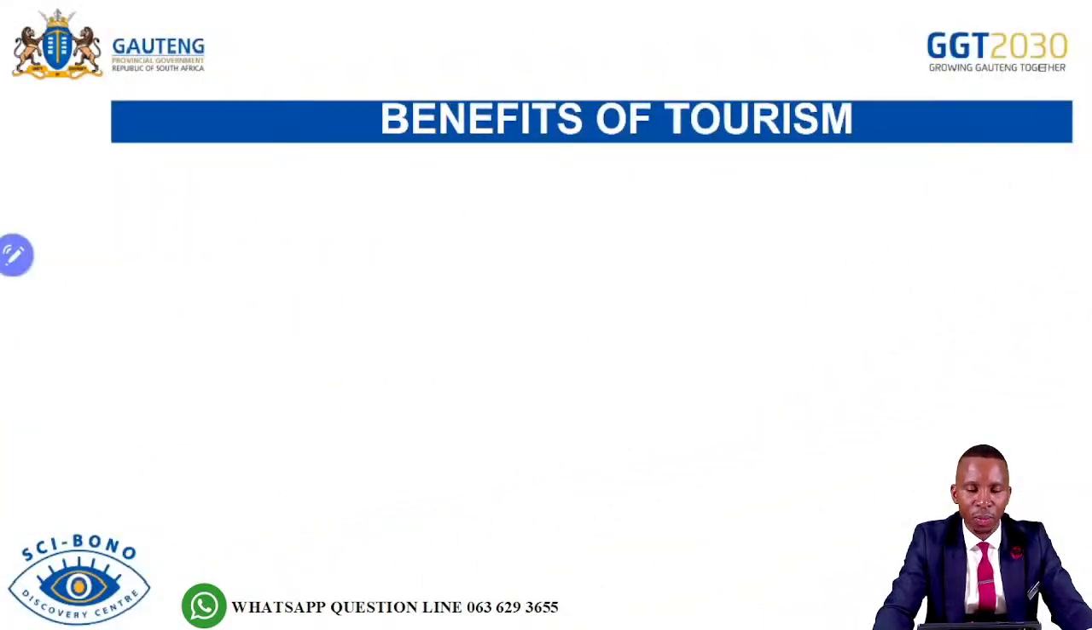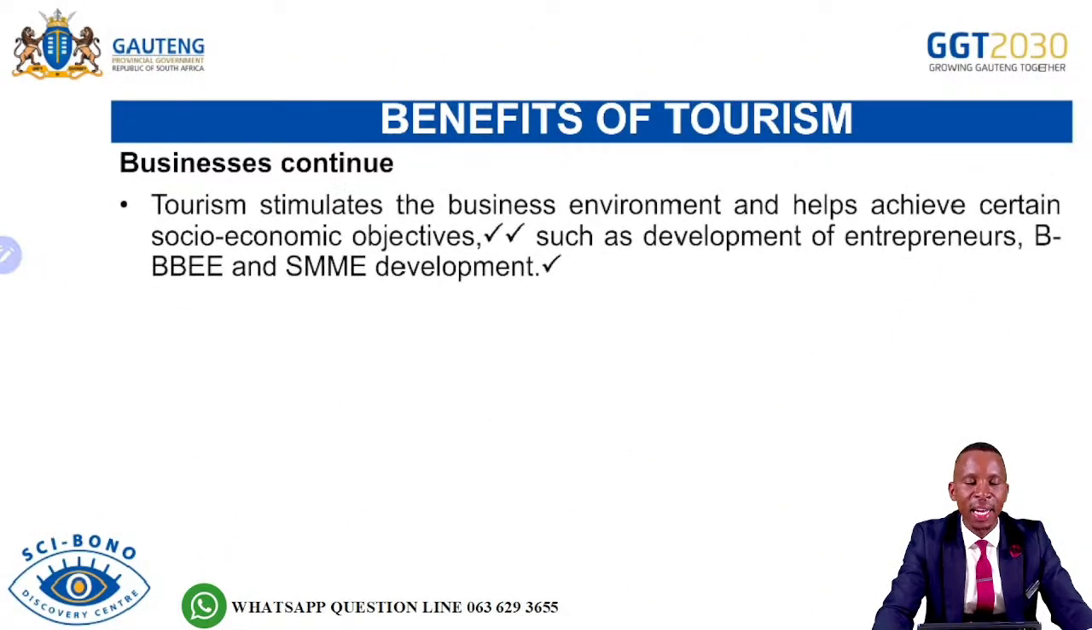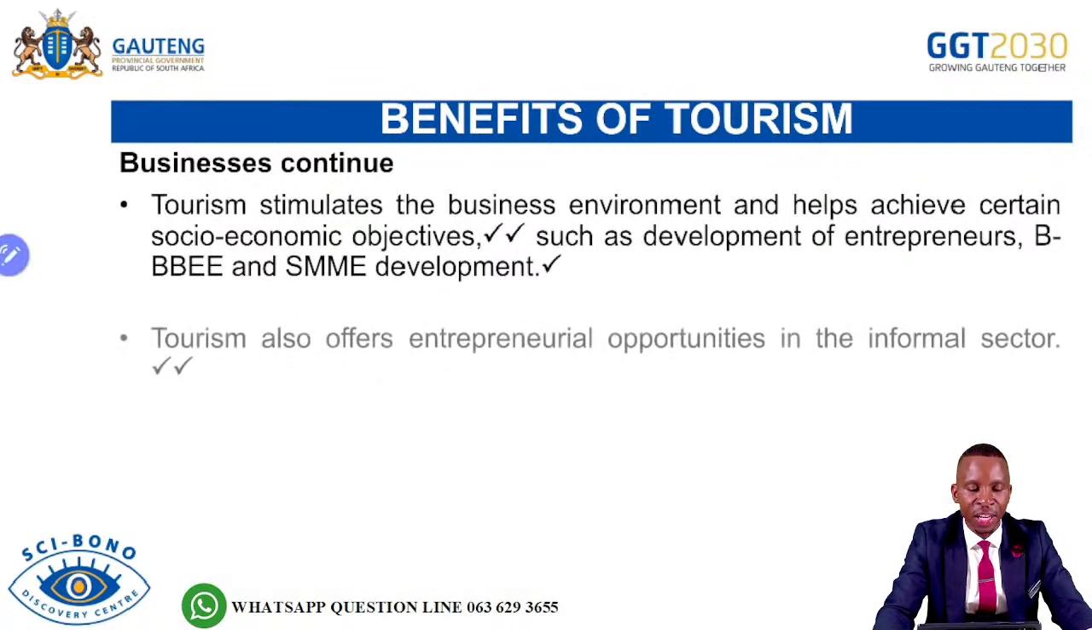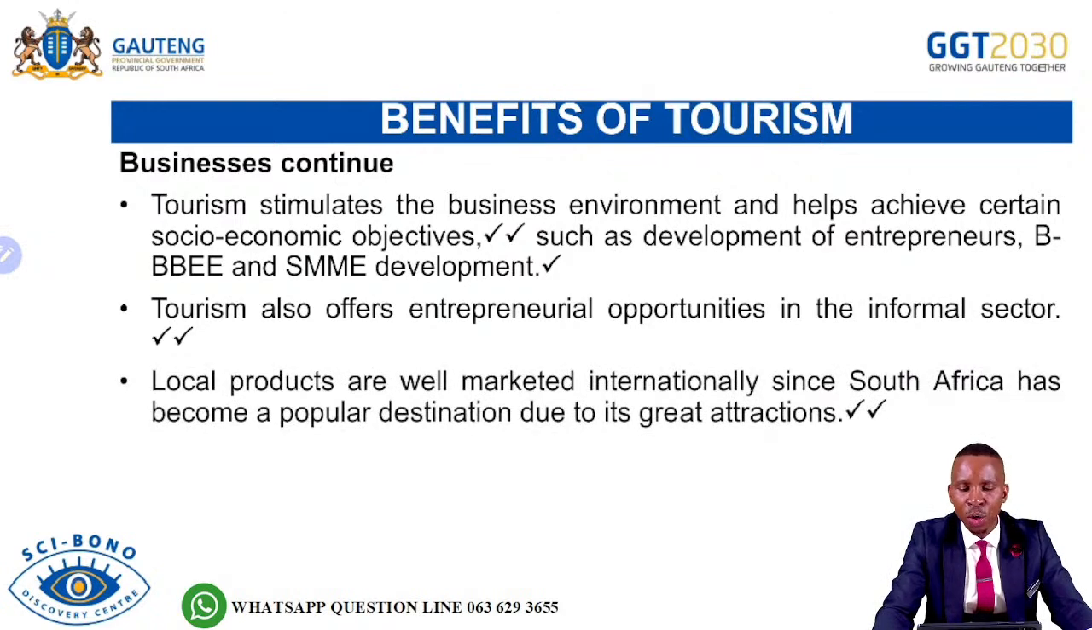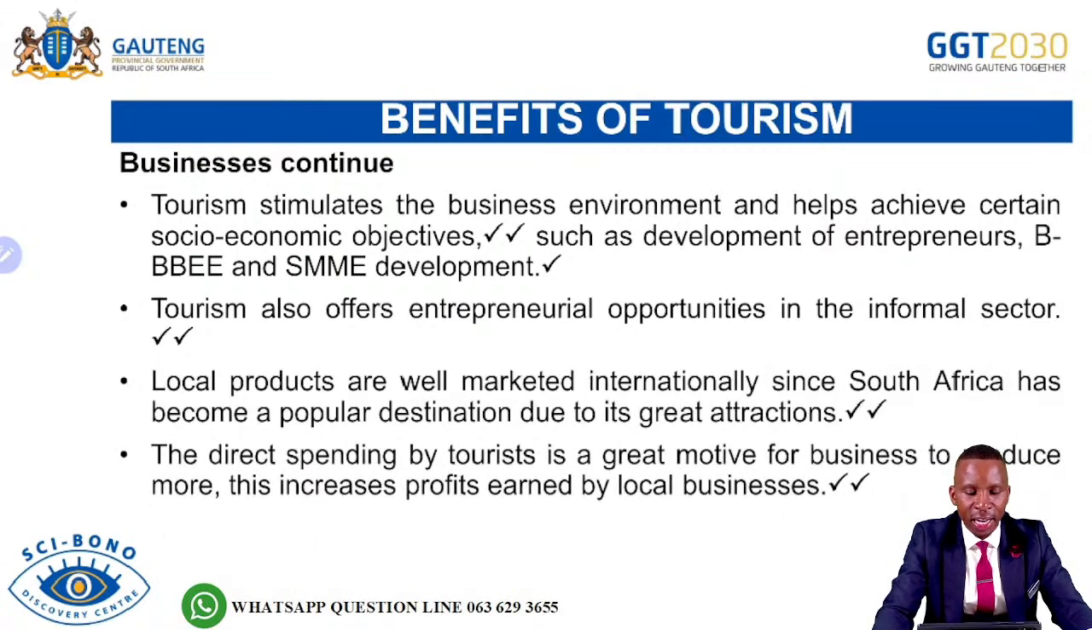And then we continue with businesses. We know that there is direct spending by tourists, so as they spend, businesses will be able to produce more goods and services. Tourism stimulates the business environment and helps achieve certain socio-economic objectives, such as the development of entrepreneurs, BBBEE, and SMME development. So small businesses can develop in the area because of the tourism attractions within the area. Tourism also offers entrepreneurial opportunities in the informal sector. People can start their very own businesses and earn income and escape poverty. Local products are well marketed internationally, since South Africa has become a popular destination due to its great attractions. The direct spending by tourists is a great motive for businesses to produce more. This increases profits earned by local businesses.